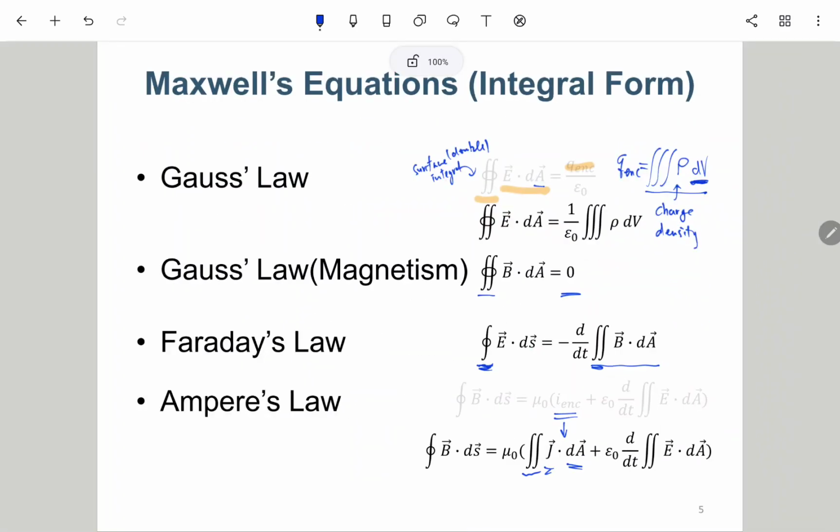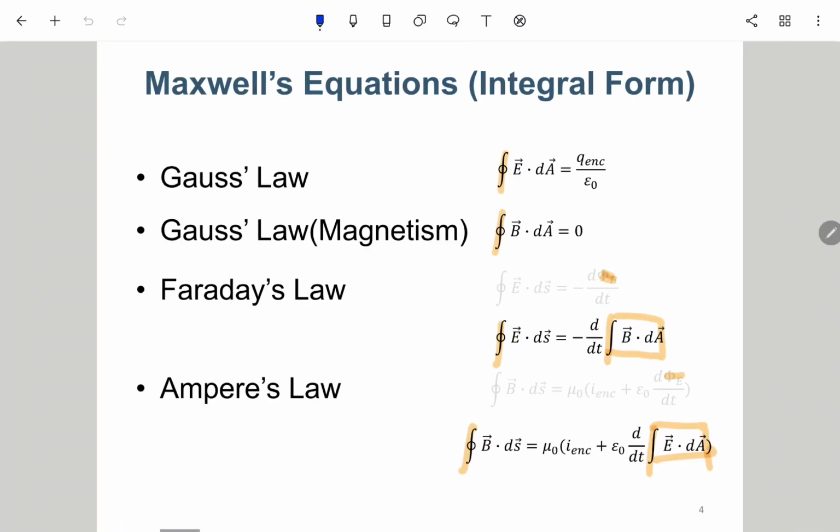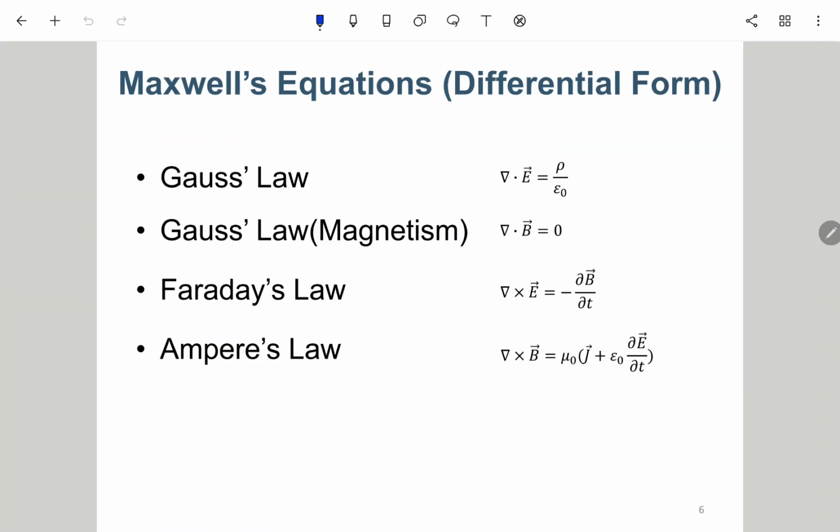So finally, the integral form of the Maxwell equations are rewritten as this one, and this one. Actually this is the same as this one, you just try to make it more precise. Yeah, this is the answer. So this will be the differential form. This will be the differential form.